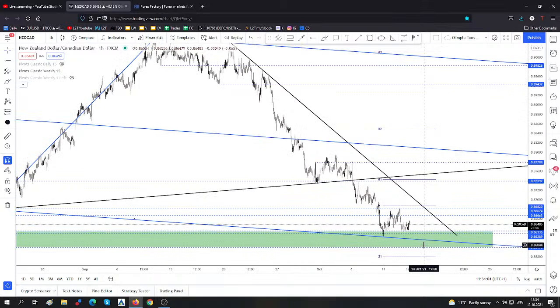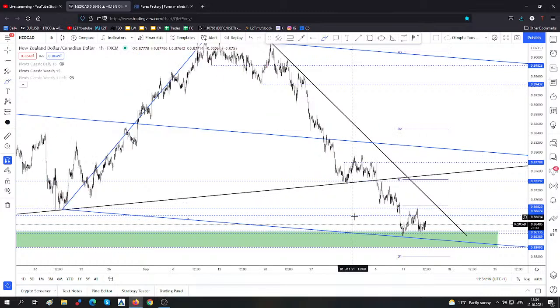Also, this could be considered a potential double bottom pattern, but as long as it stays below this former high, I don't have anything. Okay, so I'll keep an eye on this market.